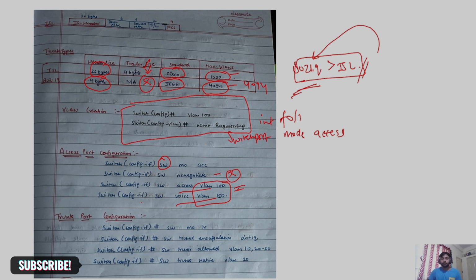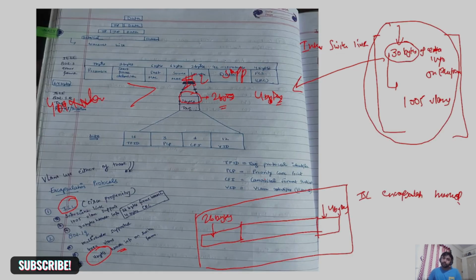Now we'll understand what a trunk port is. As I mentioned earlier, a trunk port is a port which allows multiple VLAN data to go through it, and it happens because of the encapsulation protocol which we have discussed, which adds an extra header that consists of VLAN data in it.